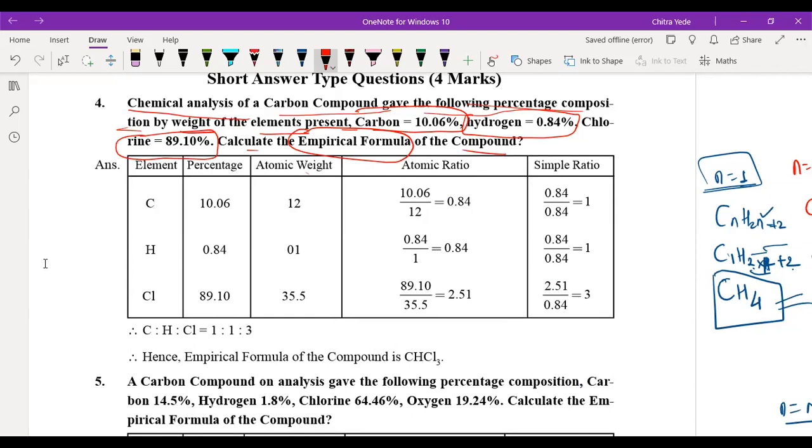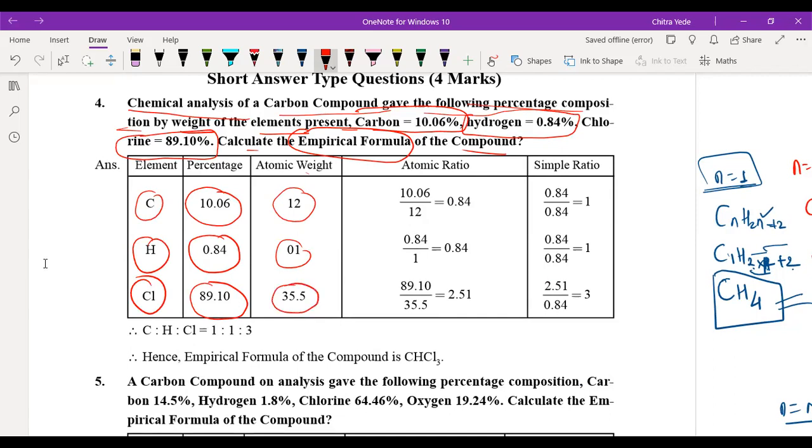Here we have three elements: carbon, hydrogen and chlorine. Their percentages in the given problem are 10.06%, 0.84%, and 89.10%. Their atomic masses: carbon has atomic weight 12, hydrogen is 1, and chlorine is 35.5. Now we have to divide the percentage by the atomic weight. That will be the atomic ratio. So what is the atomic ratio? The percentage divided by atomic mass.